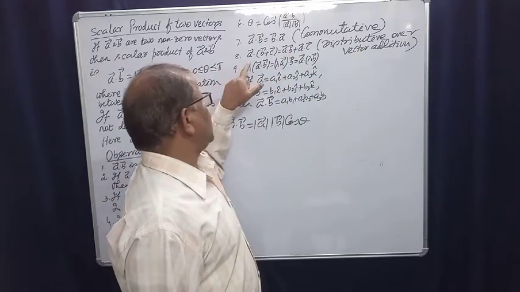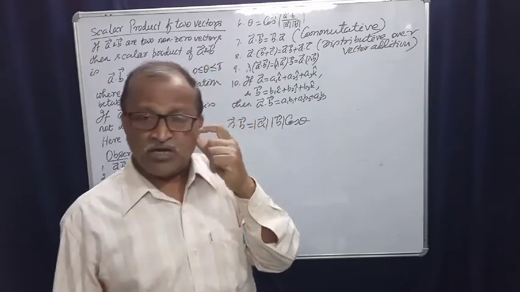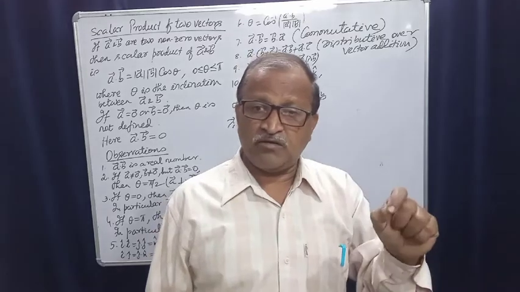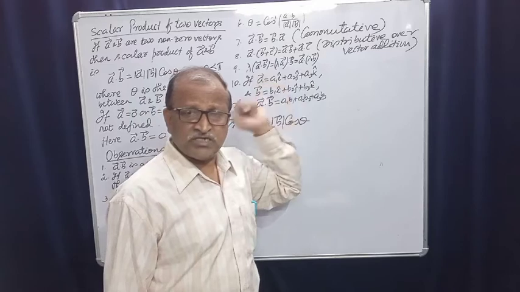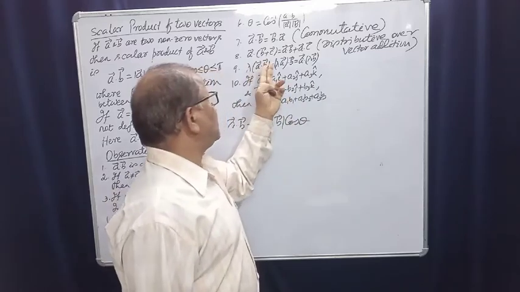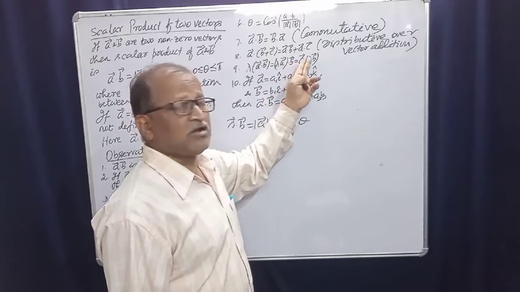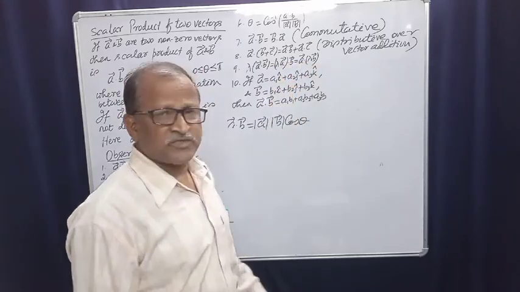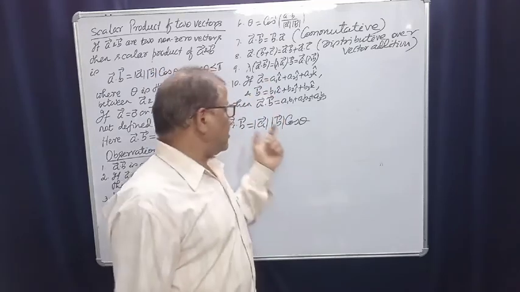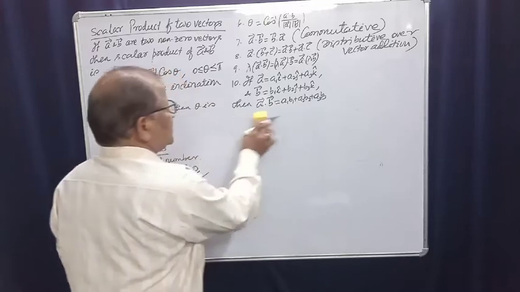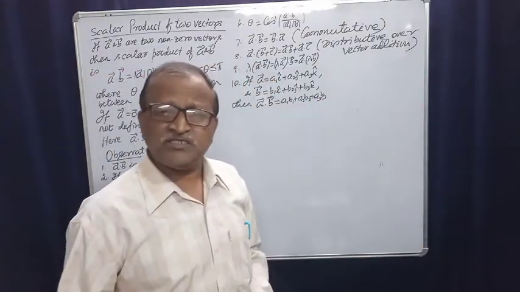And ninth number, lambda is a scalar quantity. Multiplication of a scalar to a dot product of two vectors is associative. Lambda into A dot B is equal to lambda A dot B or A dot lambda B. This is not a separate property. A dot B is equal to A1 B1 plus A2 B2 plus A3 B3. It can be easily proved.